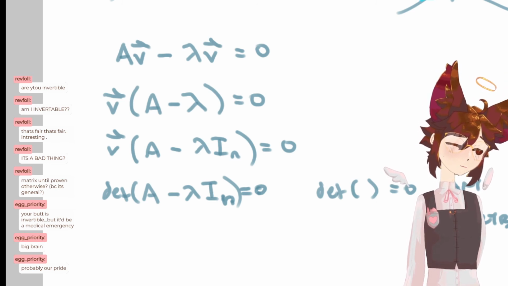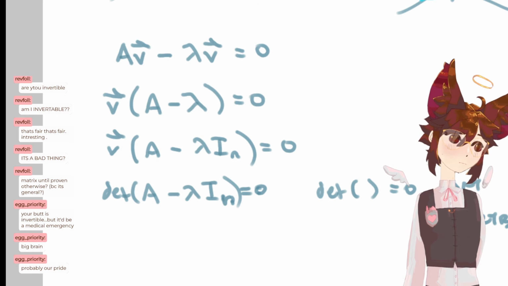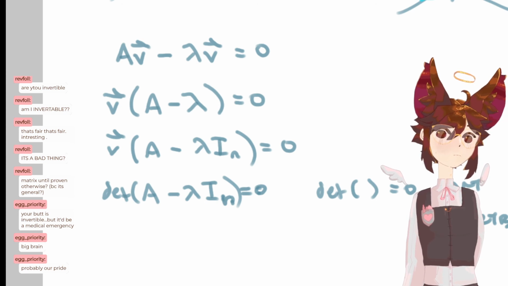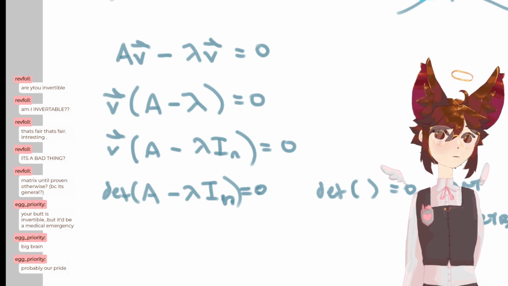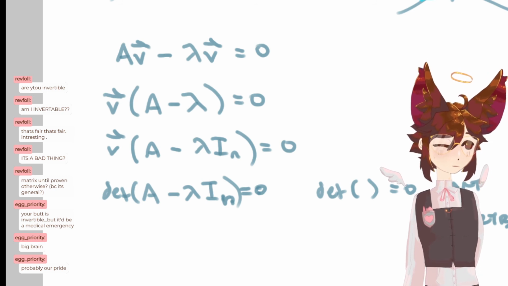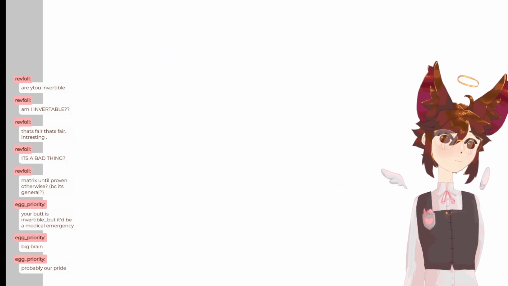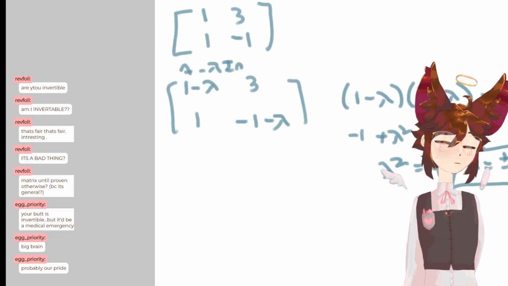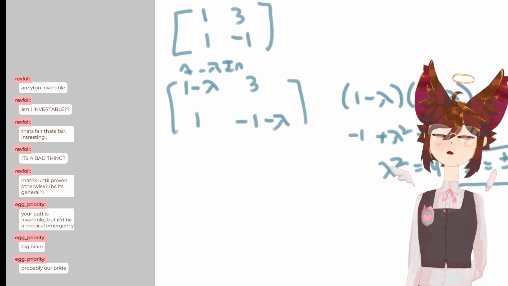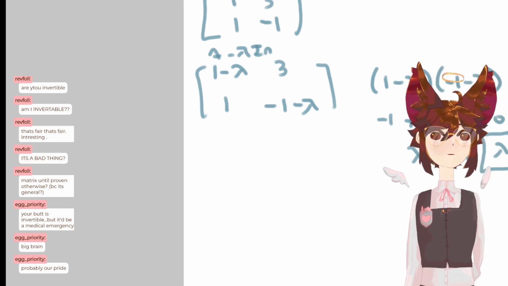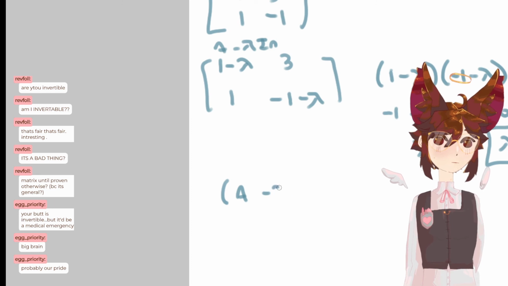I don't have the best explanation for why we do that, because I'm going to be honest, I don't remember. I think it comes from the fact that if A minus lambda I is always 0, and we know that the V times the matrix is 0, then we can kind of backwards figure out what the V has to be. Oh, I know why.